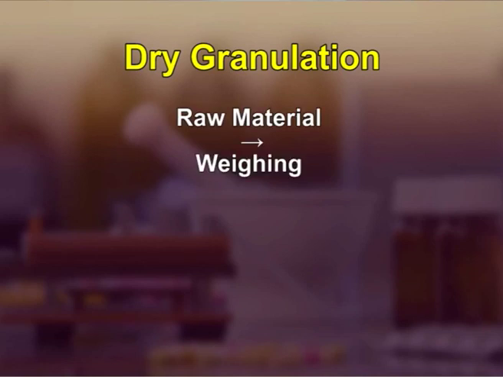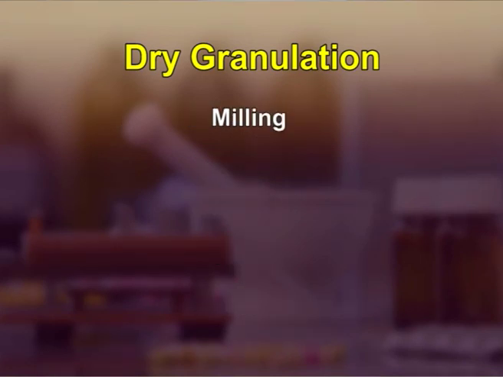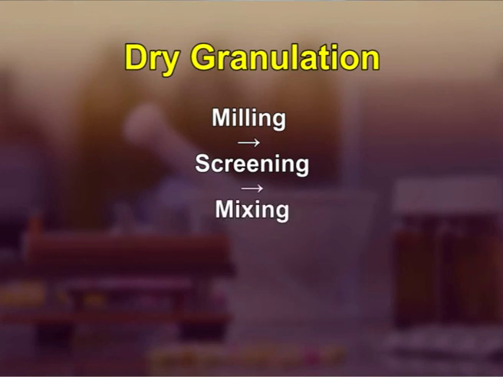The second method used for the manufacturing of tablets is dry granulation. The processing steps involved in dry granulation: raw material selection, weighing, then screening, then screening leads to mixing, then involves two types of methods further, that is slugging, followed by milling, then screening, and again mixing to finally lead to compression.